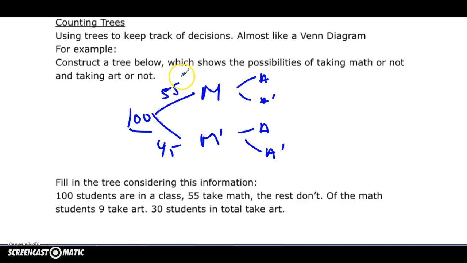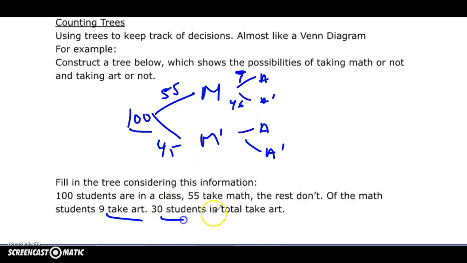So this is a tree, but it has some kind of neat stuff in it that we can count with. So if I have 55 kids taking math, and of the math students, 9 take art. We're going to keep going with this. If 9 take art, then that would mean that 46 do not.